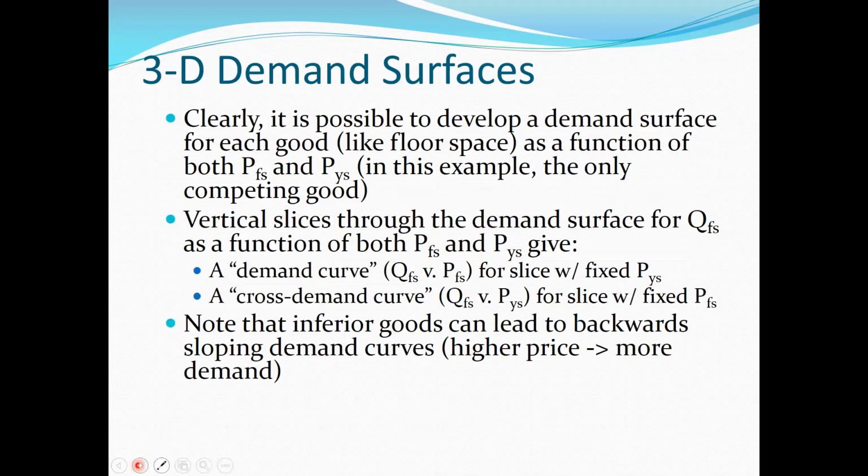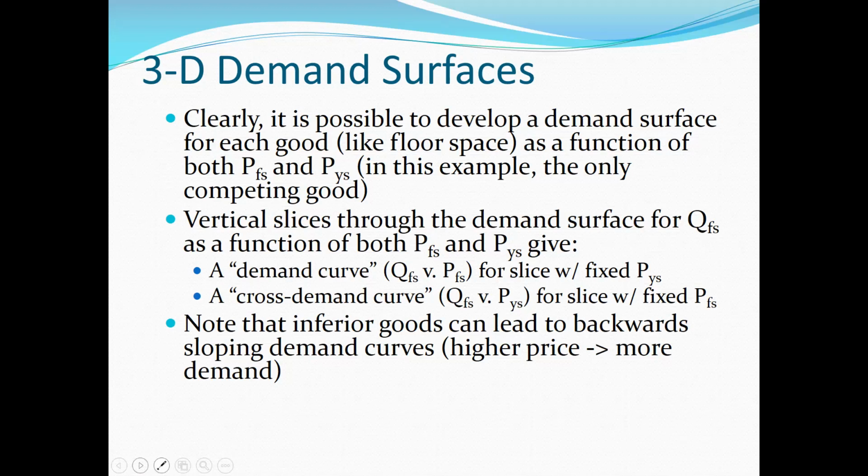Now, just like you can create a demand curve in 2 dimensions, you could create what we call the demand surface. So if you had two competing goods, price of floor space and price of yard space, and as the price of both increase or decrease, you can create a 3-dimensional surface. Based on that, you can figure out two things: the demand curve and also what we call the cross demand curve.